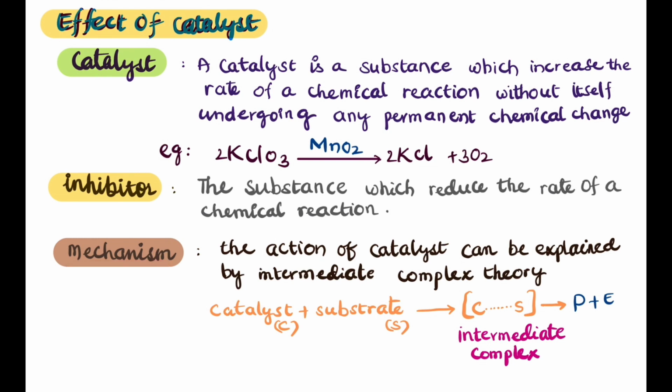So how does the catalyst affect the rate of reaction? It is given in the form of a mechanism. The action of a catalyst can be explained by the intermediate complex theory. Catalyst plus substrate, catalyst denoted with C, substrate denoted with S, will form an intermediate complex with partial bonds. These partial bonds break down and convert into product. I wrote enzyme here, but that is actually the catalyst C, so you correct it.